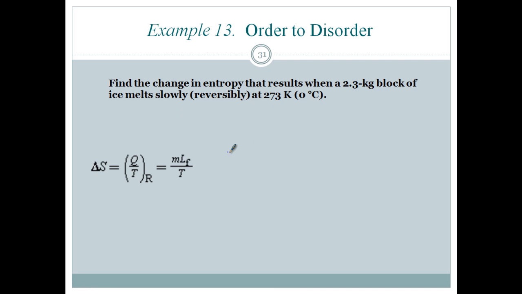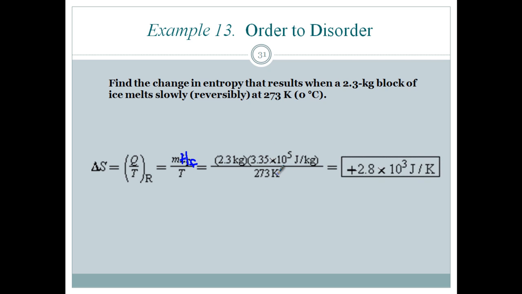So we have to use our formula for Q with the latent heat of fusion. I think in your book they use HF. You might see LV or LF. It means the same thing as HF or HV. So mass times the heat of fusion for water divided by the temperature of it. So 2.3 kilograms times our HF of water divided by 273 K, and you get an entropy of 2.8 times 10 to the 3 joules per K.